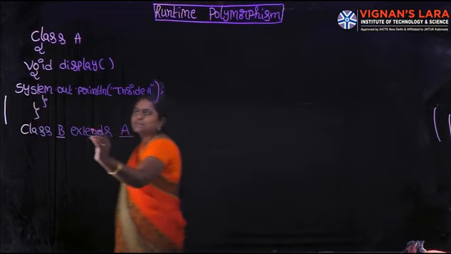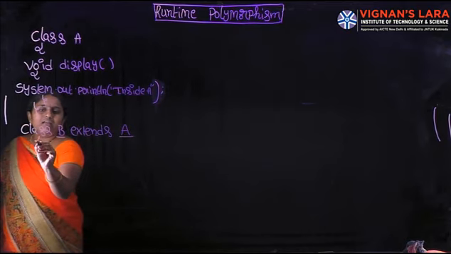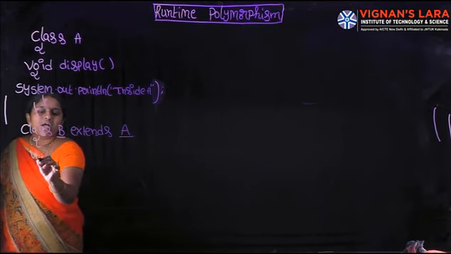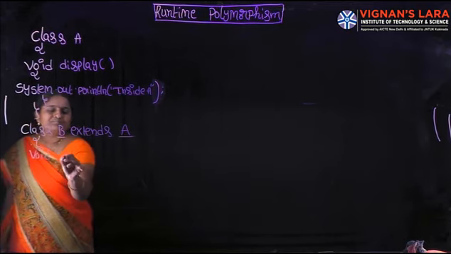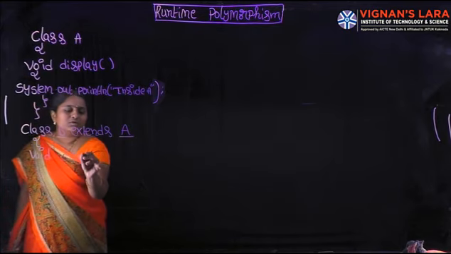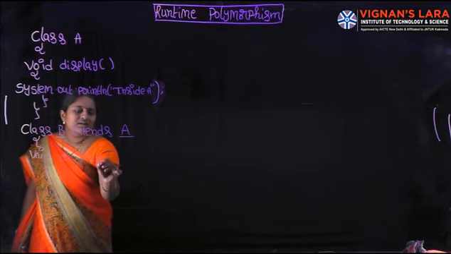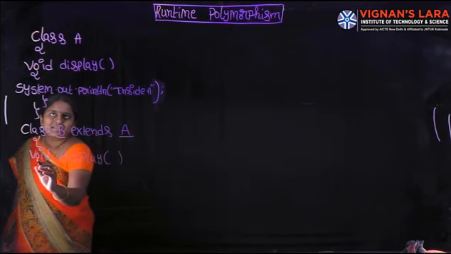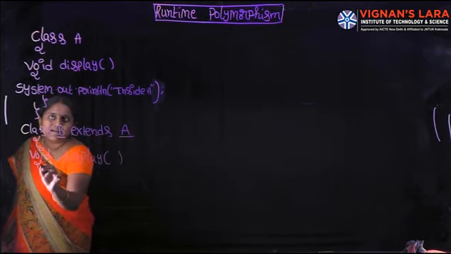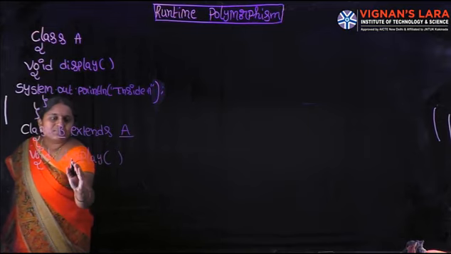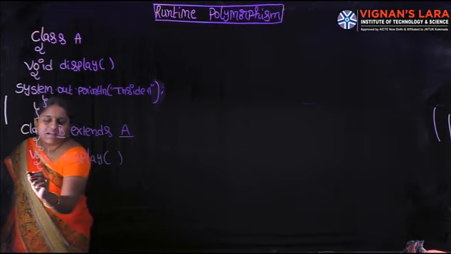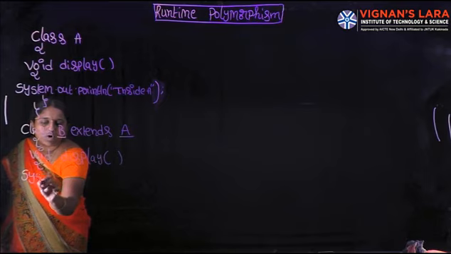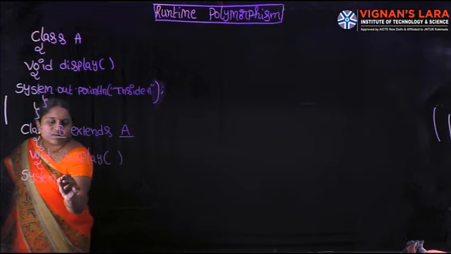Here B is the subclass. Again, in class B also, I am writing a display method. The display method is available in both superclass and subclass. If the method name is the same in superclass and subclass, that method can be overridden. In this subclass display method, I am writing a System.out.println statement.